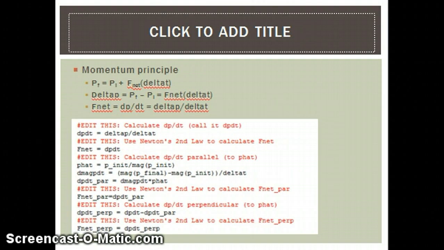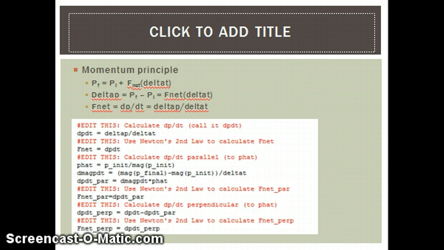One of the main principles used in this lab was the momentum principle. The momentum principle is the vector of momentum final equals momentum initial plus F net times delta t. This can then be redone, showing delta p equals the vector of momentum final minus the vector of momentum initial, which also equals F net delta t.